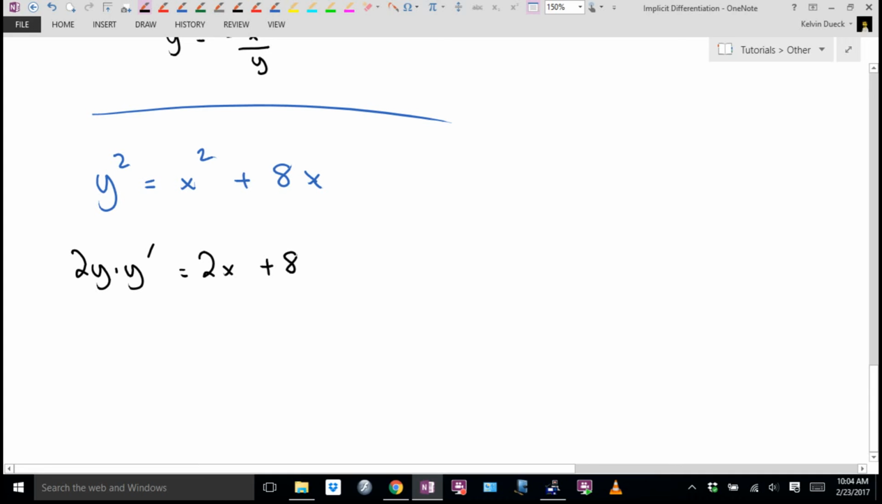Now, how would I get y prime by itself if I wanted to? Divide by. Okay. It wants the second derivative. I think finding the second derivative will be easier in this form than if I get the y prime by itself. I'm not sure. If I get the y prime by itself, I'm going to have a quotient rule because I'm going to have a 2y on the bottom, and I hate the quotient rule. So we're going to see.